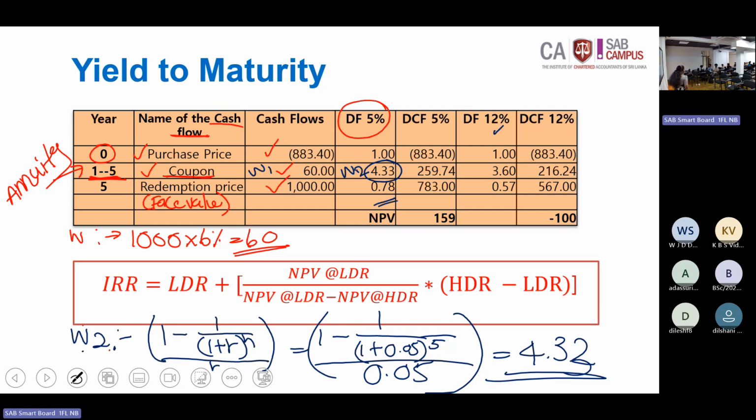The last year, how can you identify the last year one? Working number 3, W3. How can you tell?